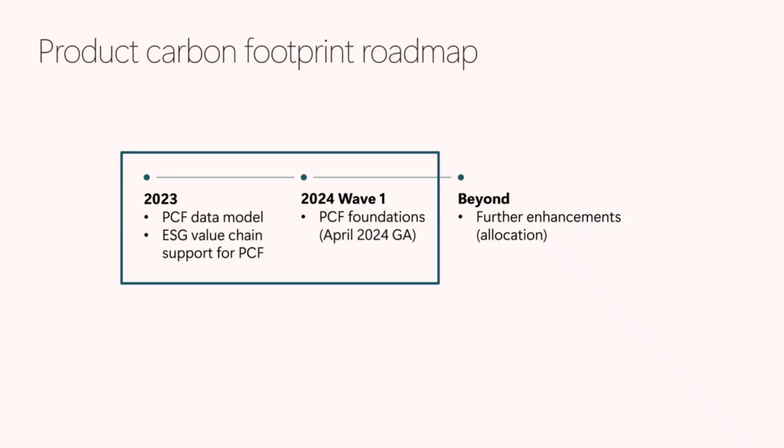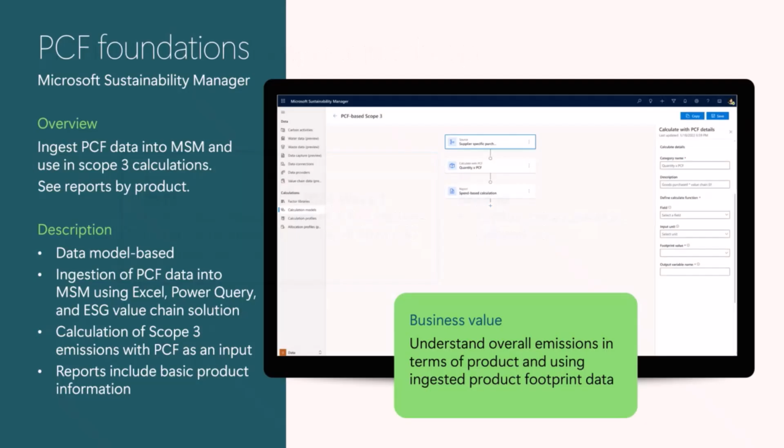So today I'll be focused on the PCF data model we've introduced for storing those ingested PCFs from suppliers, the value chain investments around ingesting these PCFs from suppliers, and then what I call this foundations investment around using that PCF to drive scope 3 calculation and seeing reports based on product. And so again, just these four main pieces: the data model, ingestion, calculation of scope 3 emissions using PCF as an input, and then slicing reports by basic product information.